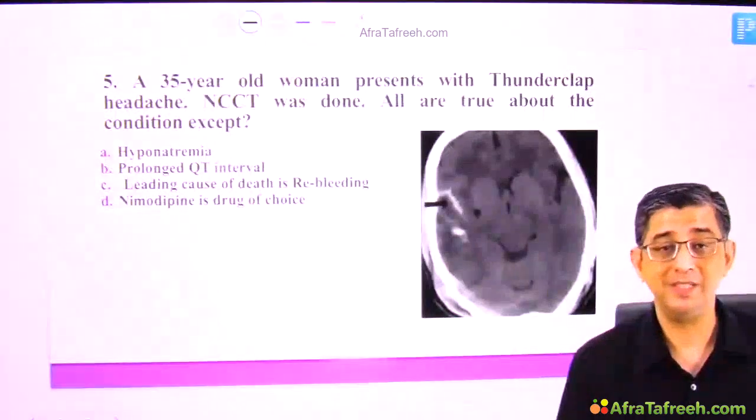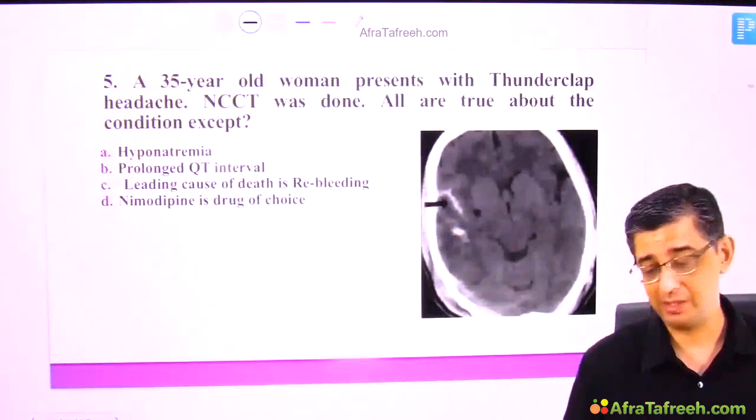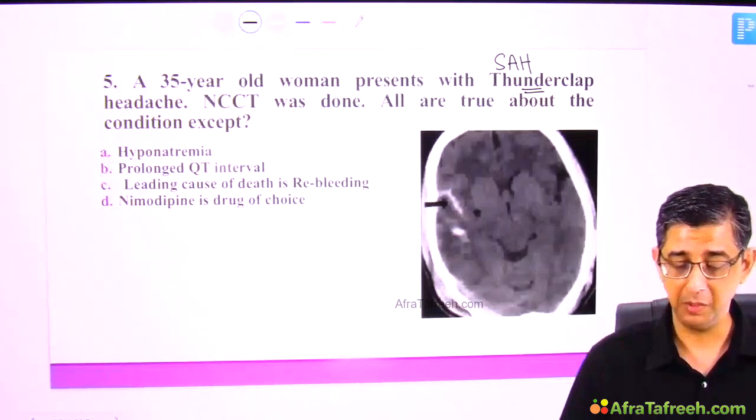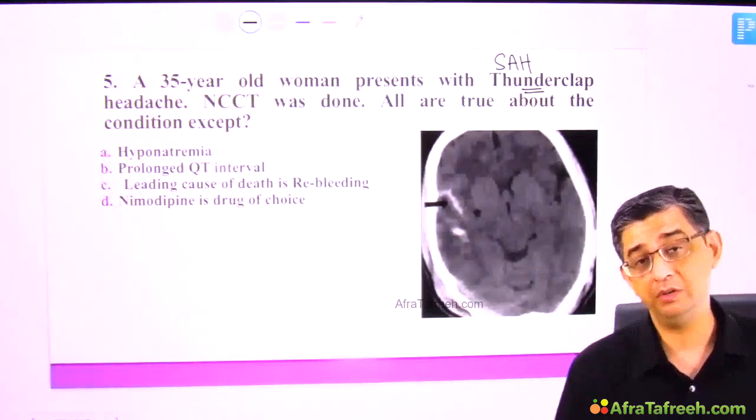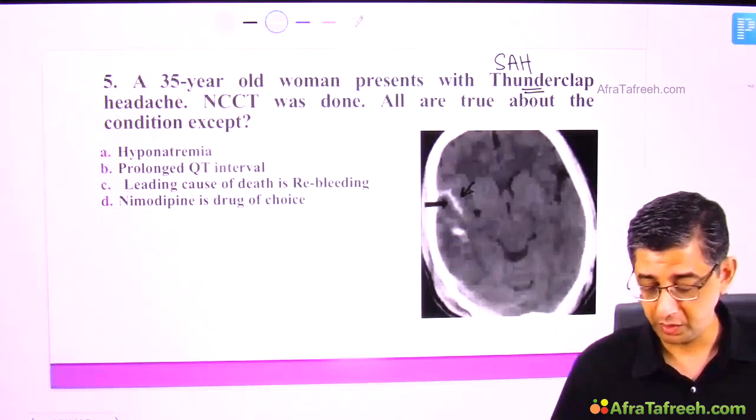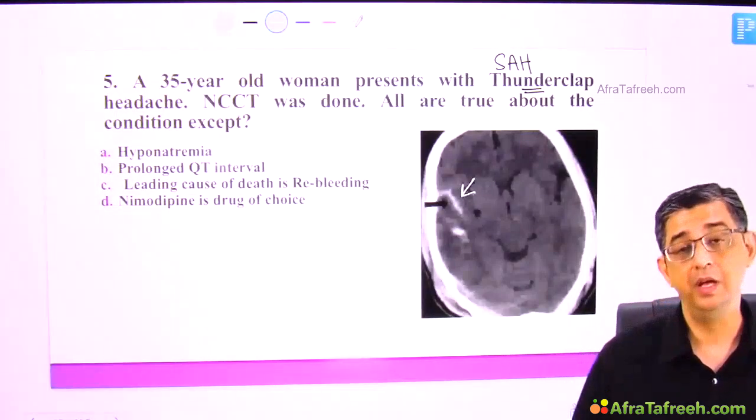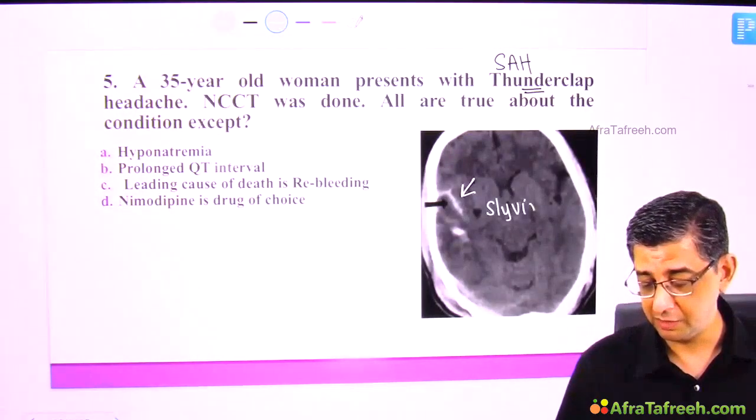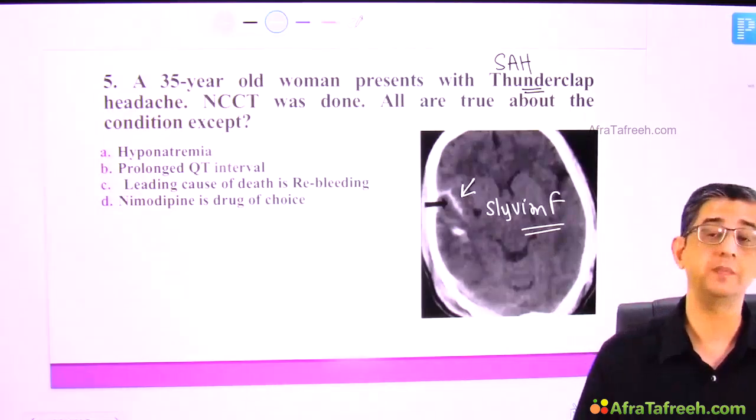The next question presents with thunderclap headache. Standard presentation, guys. Thunderclap headache is always going to be indicative of subarachnoid hemorrhage in a patient. He's saying all are true about this condition except. You can definitely see blood in the meninges. You can definitely notice this white shadow that is present here, basically highlighting that this is blood in the sylvian fissure. I mean, that's the standard feature that you will always see with subarachnoid hemorrhage.